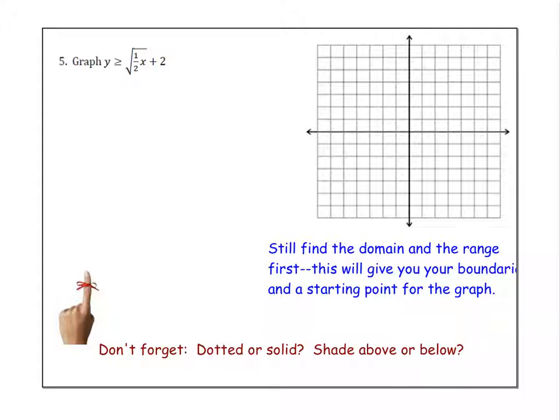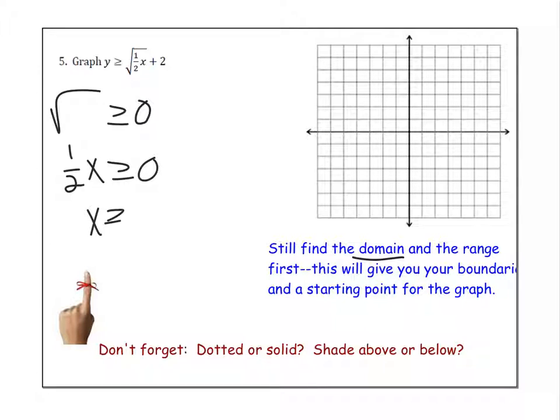So if I go y greater than or equal to the square root of 1/2 x plus 2, this is what I'm going to do. So again, find your domain. The part underneath is greater than or equal to 0. So 1/2 x greater than or equal to 0, so x is going to be greater than or equal to 0. The y part, y is going to be greater than or equal to 2. All right, so this is going to be kind of what this one looks like.